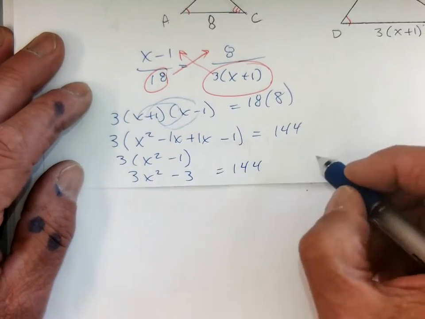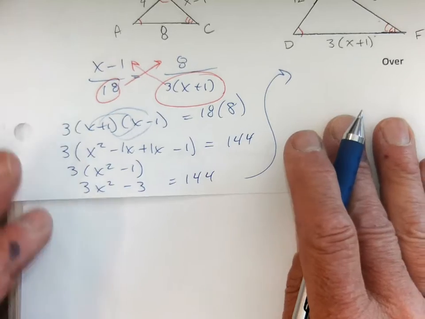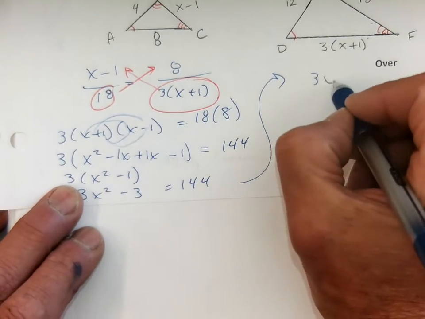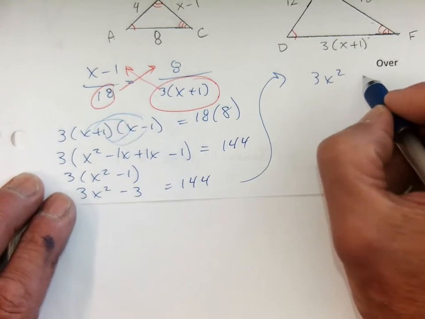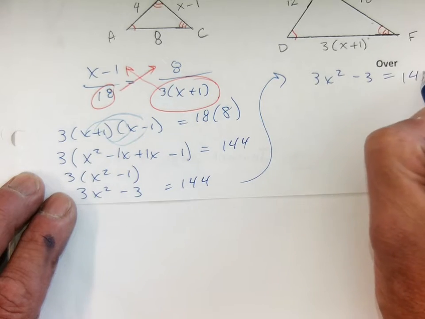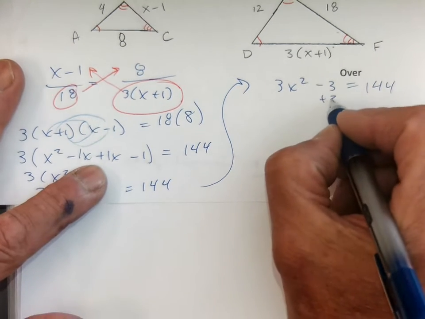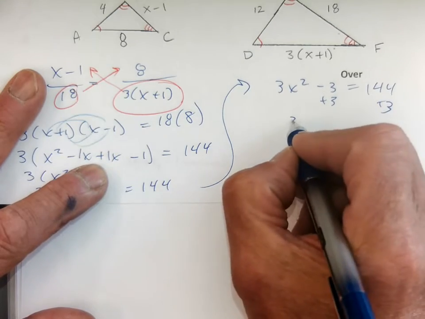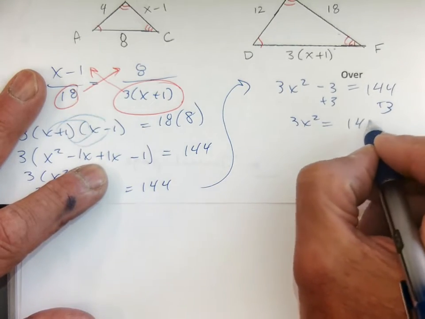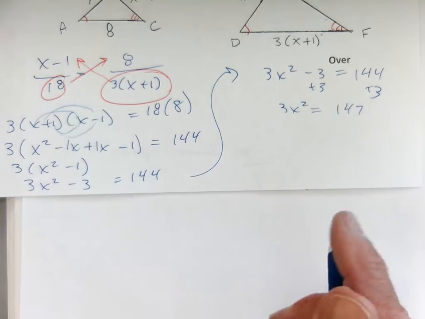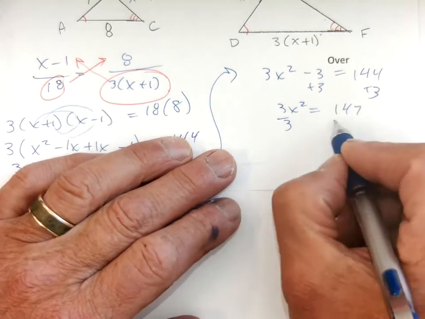Okay, now I'm running out of room, so I'll put that up here. I got a 3x squared minus 3 equals 144. Okay, how do I solve? Let's just go plus 3 plus 3. 3x squared equals 147, right? Not yet. Close. Let's divide by 3 first, okay?